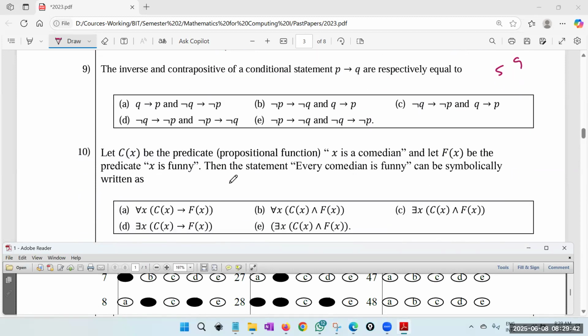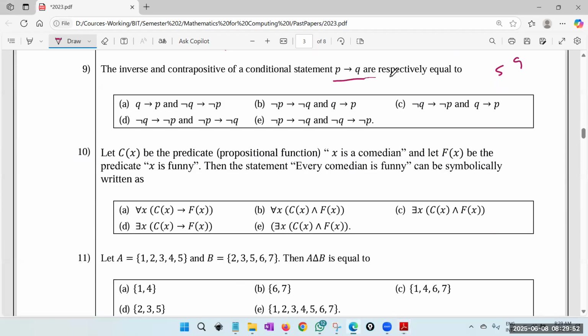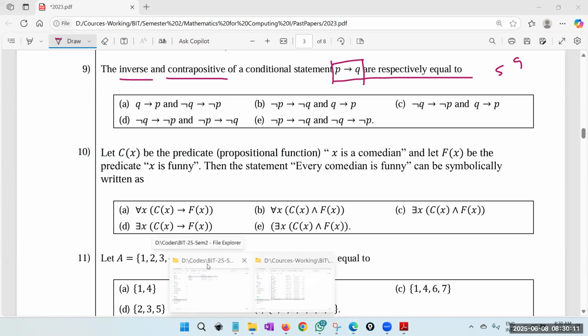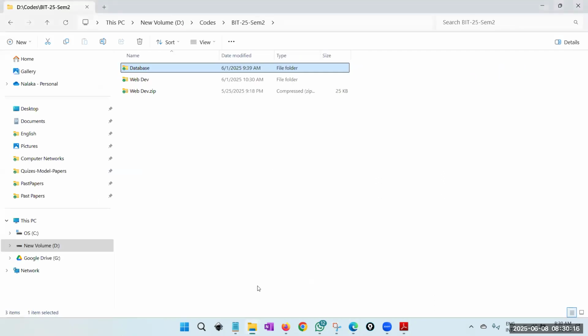Right. Ninth one. The inverse and contrapositive of the conditional statement P implies Q are respectively equal to... So we discussed those, contrapositive and inverse, but I can't remember the exact words we used. Of course, you need to remember those. Okay, let me open the notes because I have forgotten exactly what is inverse and what is contrapositive. Okay, definitely we did this.